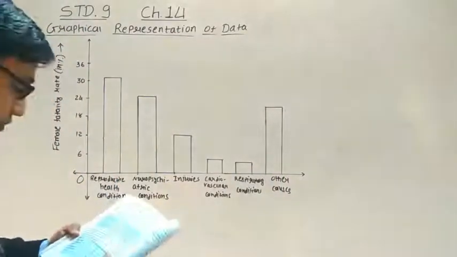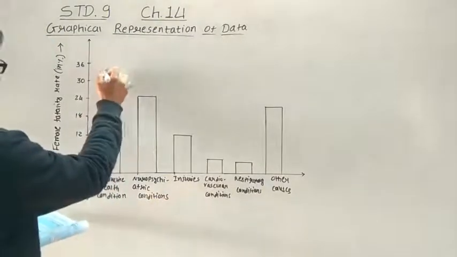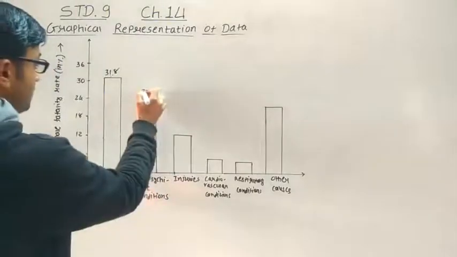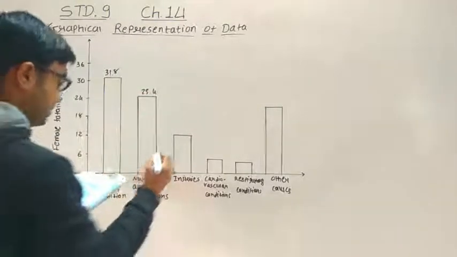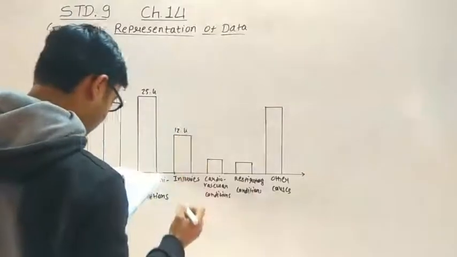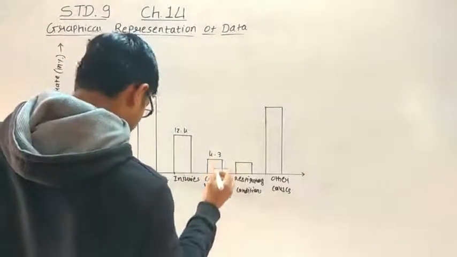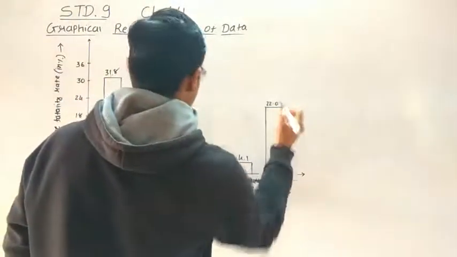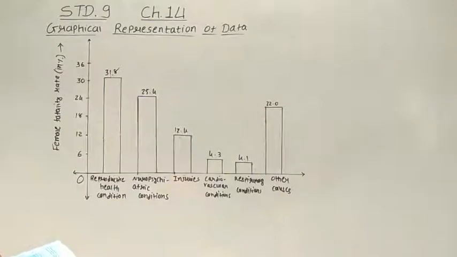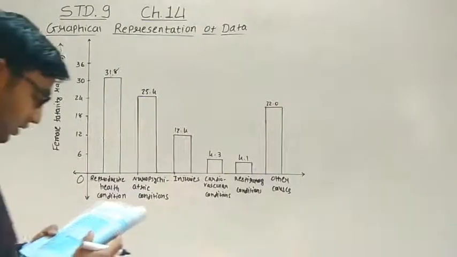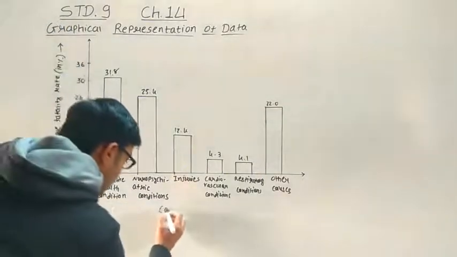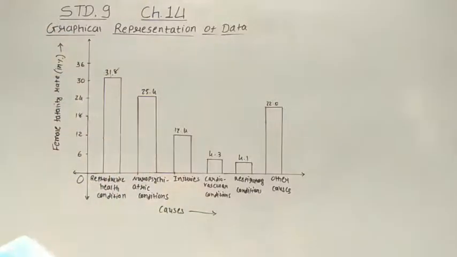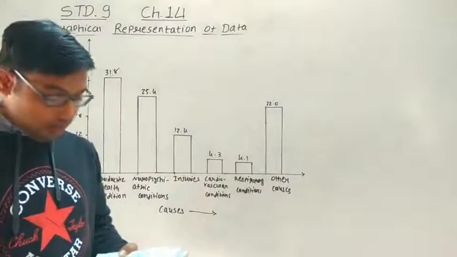Okay? You can do one more thing. Here you can write down that it is 31.8. Value you can write down on the bar. And this is 12.4, this is 4.3, 4.1 and 22.0. Right? So this is, we have represented this causes. On this x-axis we have represented causes. So here we have complete the bar graph of the first question.